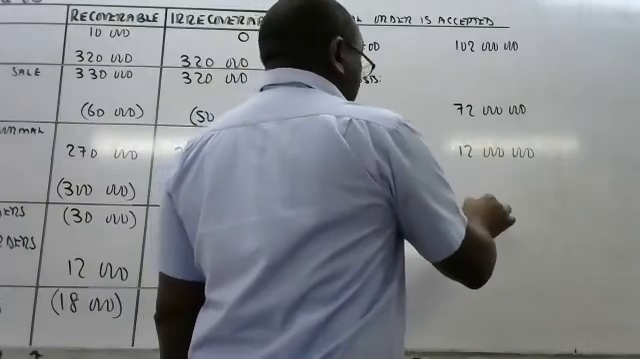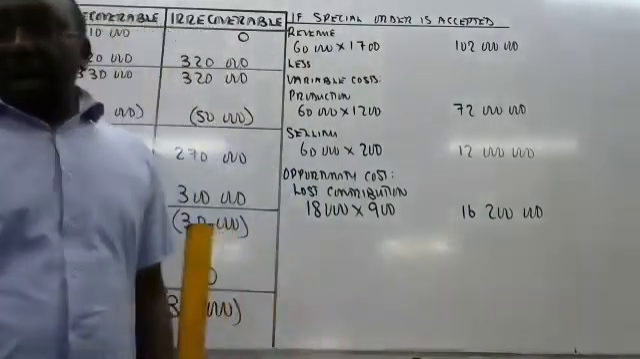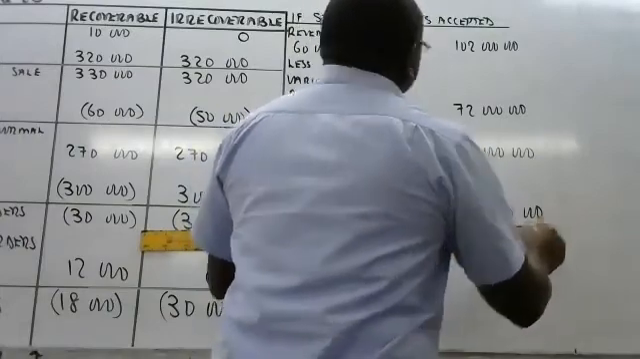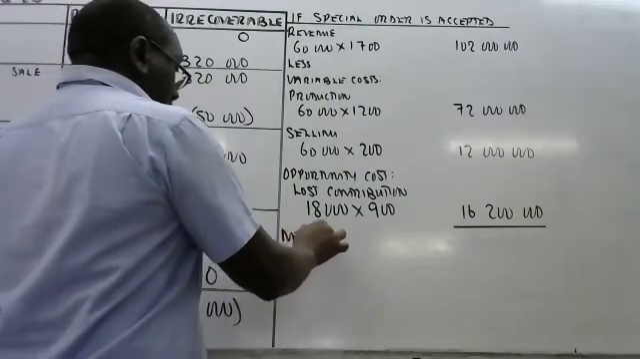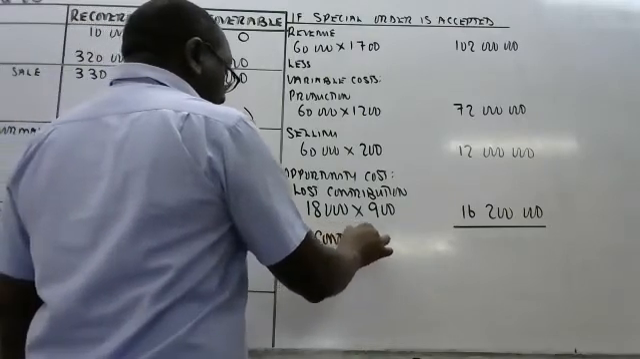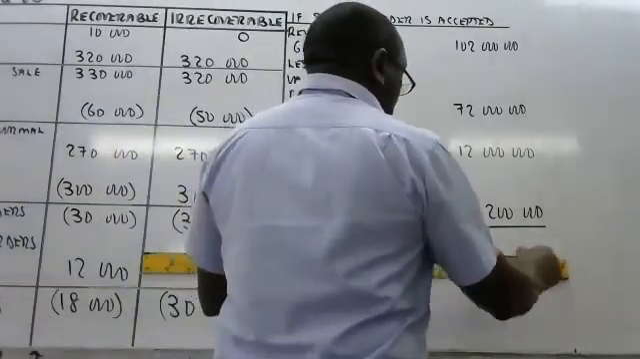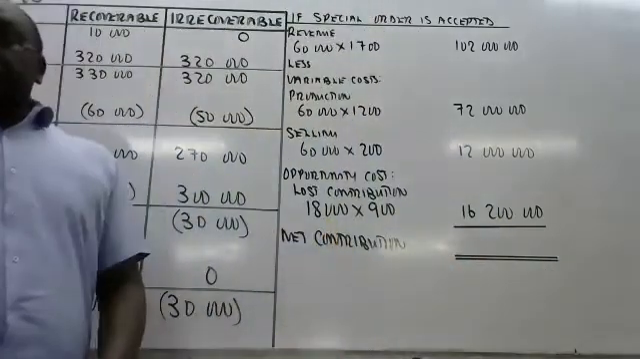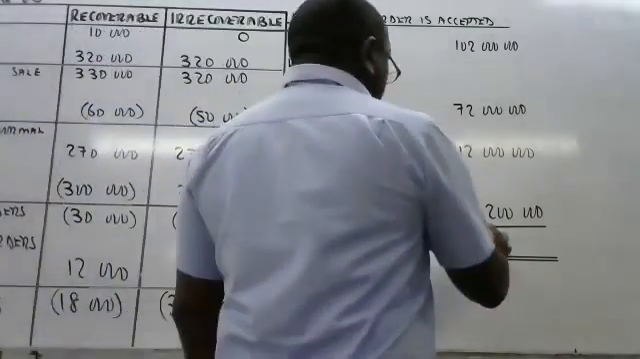16,200,000. Yes, certain. So I think with that, we get the net contribution. Net contribution 1.8 million.